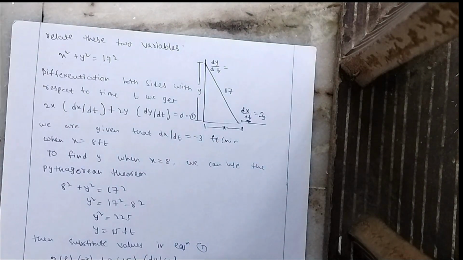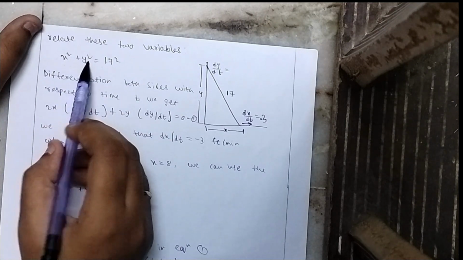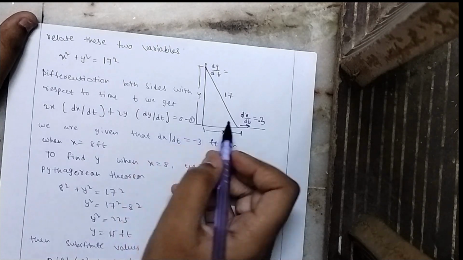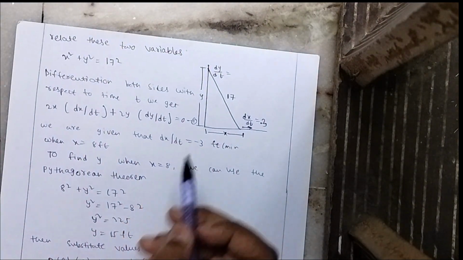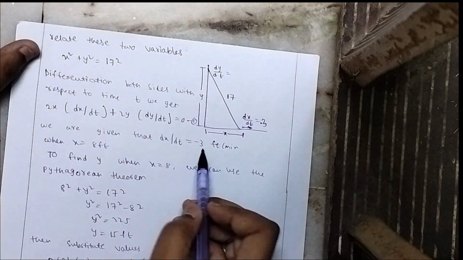Now differentiating both sides with respect to time t: 2x dx/dt + 2y dy/dt = 0. Let us take this as equation 1. Now they have already given that the rate is 3 feet per minute, so dx/dt is 3 feet per minute.